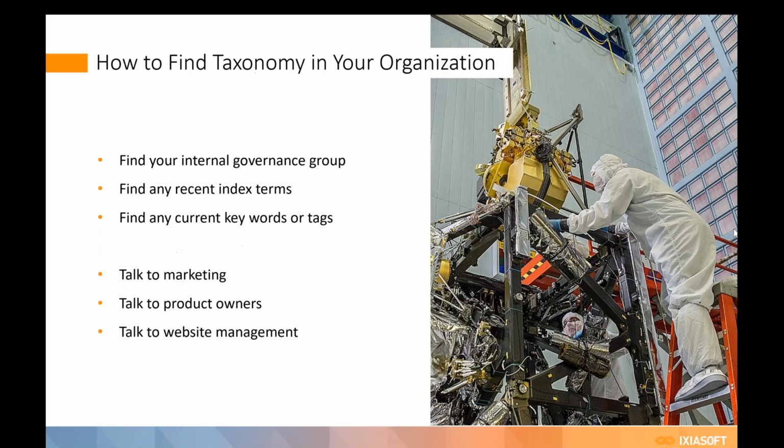All right, so I want to talk a little bit more about how to find taxonomies in your organization. So the first is, if you have an internal governance group, these folks probably have the responsibility for curating these lists, these classifications. Now, in a large organization, for instance, at IBM, this is a large group. This is formal. They have representatives from every division.